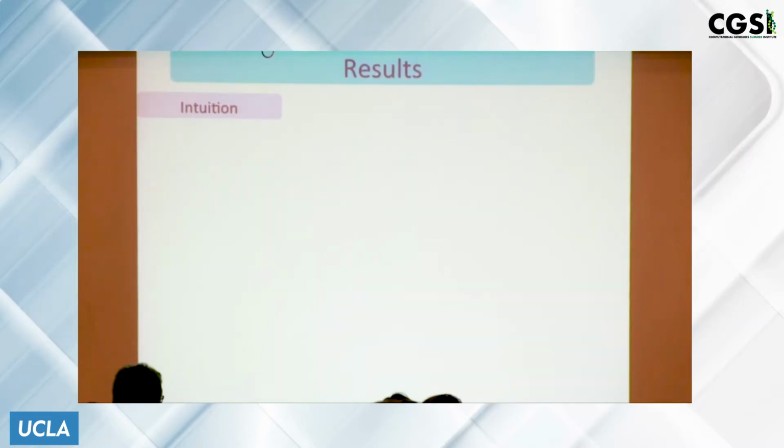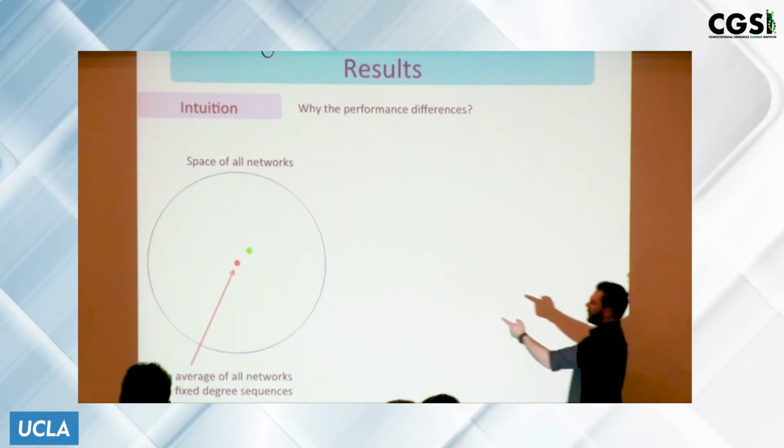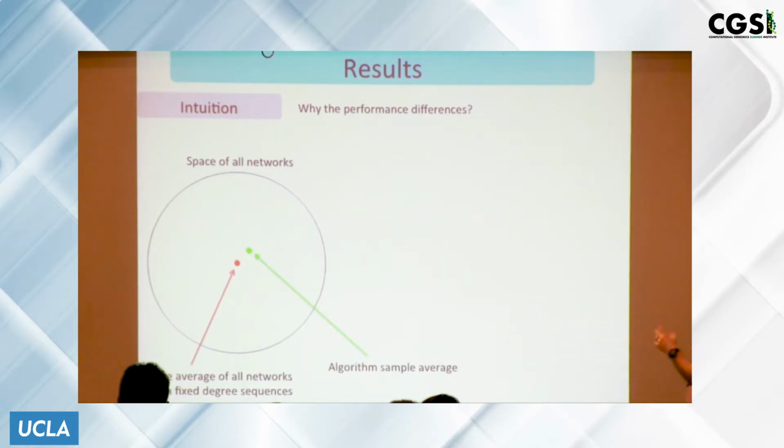So you might wonder why this is. Do we have some intuition about the performance difference? Why are these edge switching algorithms not doing as well? Remember that space of networks that I had, where I had the true average of all those sampled networks and the sample average over here?